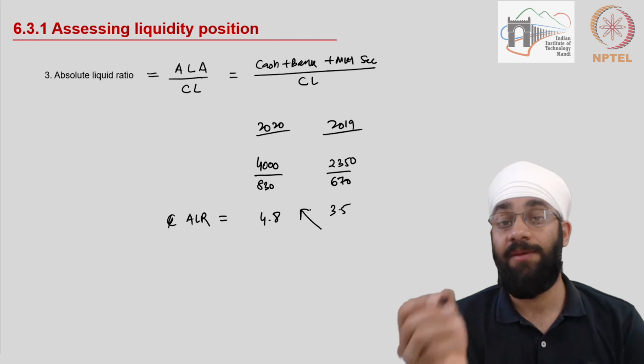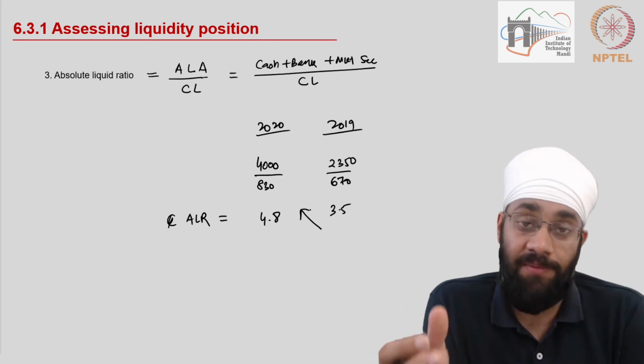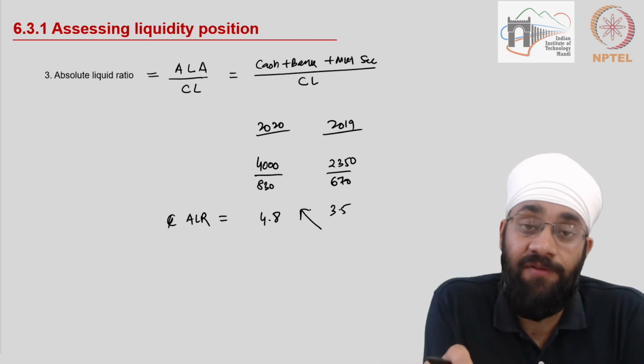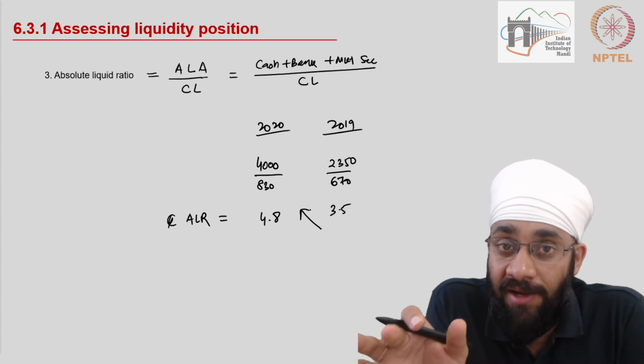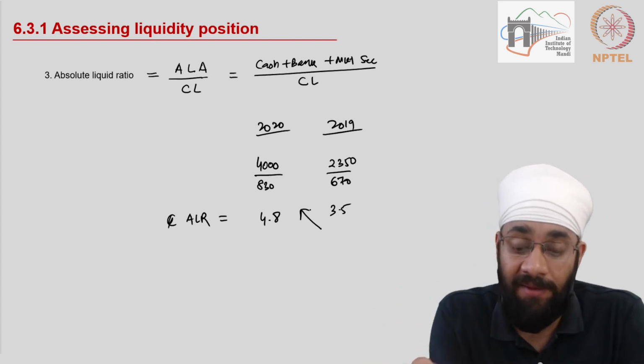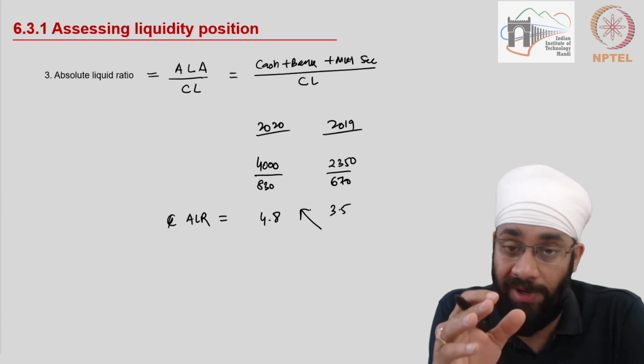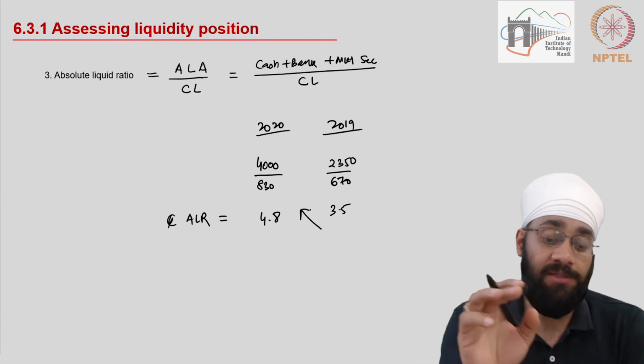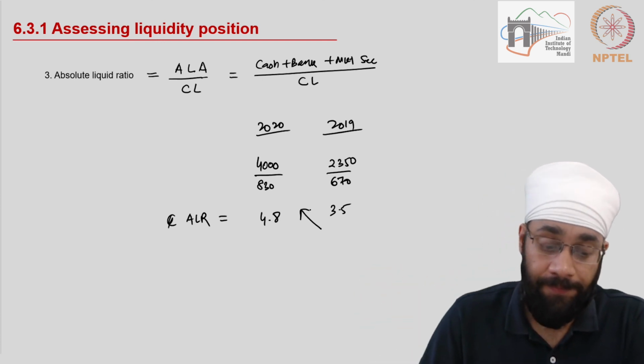The trend again is upwards, and it seems like this company is in a good position. Even if you do not recover any other current assets, you have cash and bank balance, which is 4.8 times, 5 times the current liabilities. Very good position to be in.